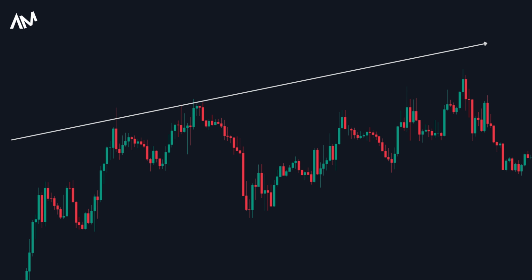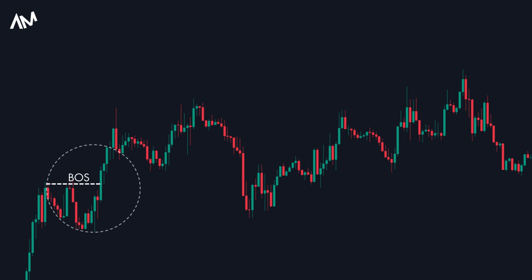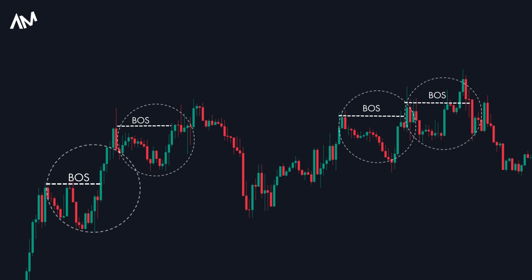Now let's move on to the chart and see if you can identify BOS. As you can see in this strong uptrend, the price breaks the previous high, which we mark as a BOS. Same goes for the rest of the examples shown in this chart.